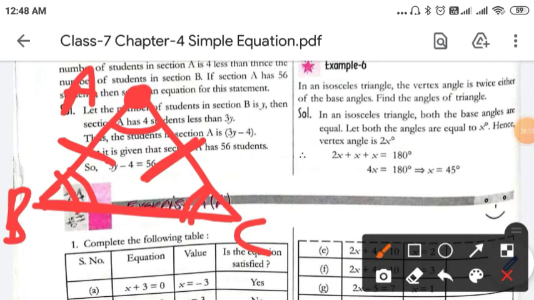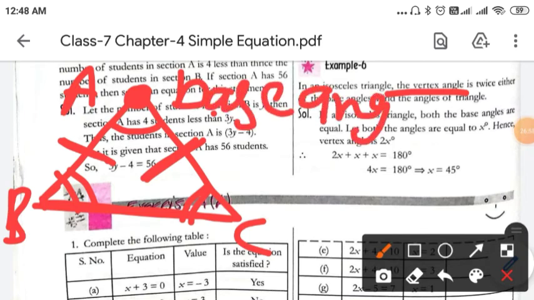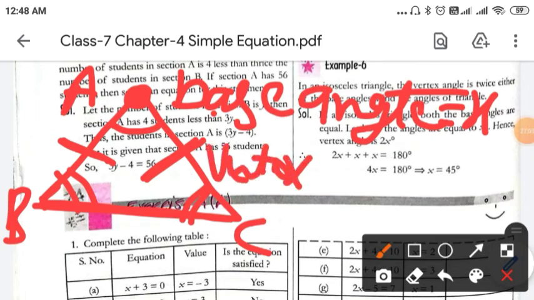We have to find all the angles, and here a relation is given between the vertex angle and the base angle. The vertex angle is twice either of the base angles. So suppose the base angle is x. Then the vertex angle is twice of x, which means 2x.